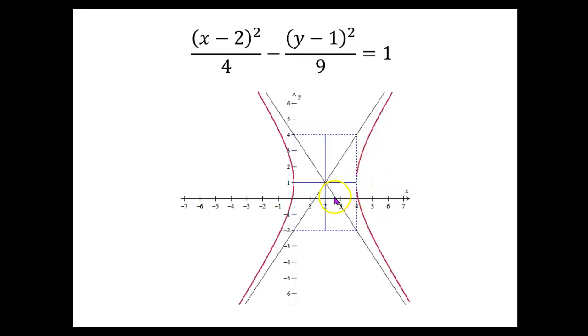So here is the center at (2, 1). The A is 2, so the transverse axis goes left and right 2 spaces either way. B was 3, so the conjugate axis went up and down 3 spaces either way. There's the box around the axes, those diagonal lines are the asymptotes, and then here is the hyperbola itself.